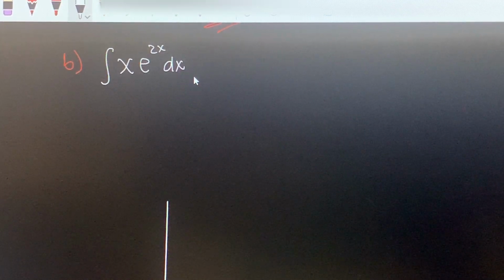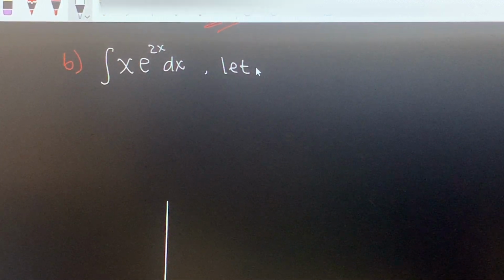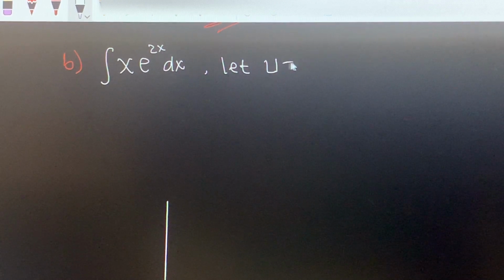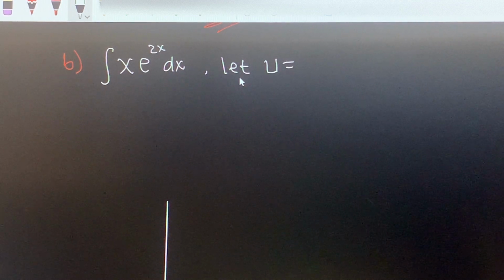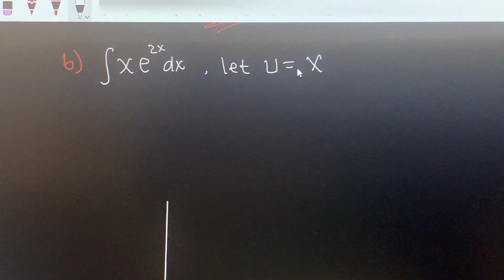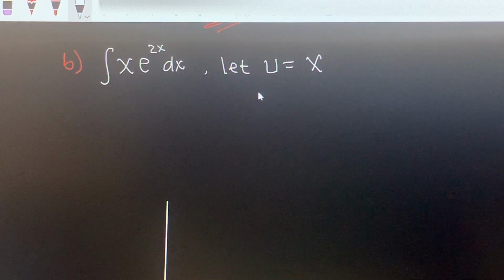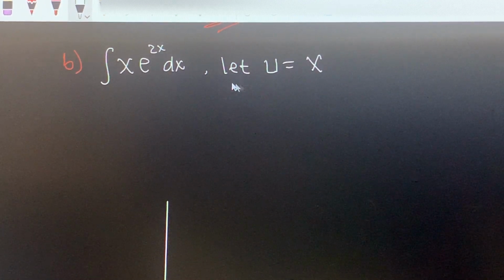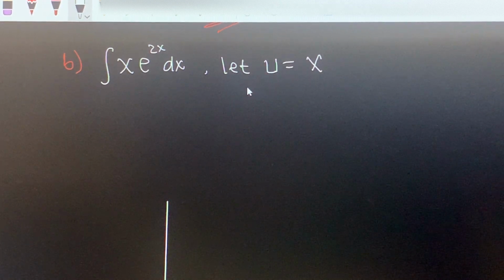All right, so still the same fashion. The same thing means first let your u be x. You can say u is equal to x. Then the exponent is the next one according to the limit. Don't forget the limit. So if u is my x, the remaining part, e to the power of 2x dx, is going to be dv.